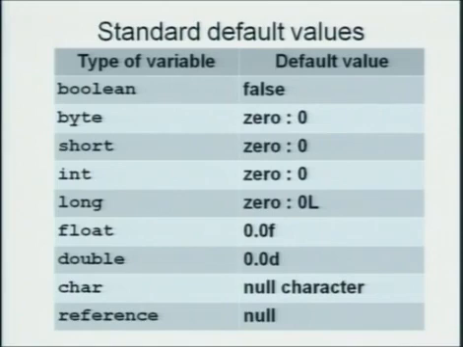For example, boolean contains default value as false, byte contains 0, long contains 0, integer contains 0, then your float contains 0.0, your double contains again 0.0, character contains a null character, and any object references are created which are obviously null. So there are no garbage values given to the standard variable declaration in Java.